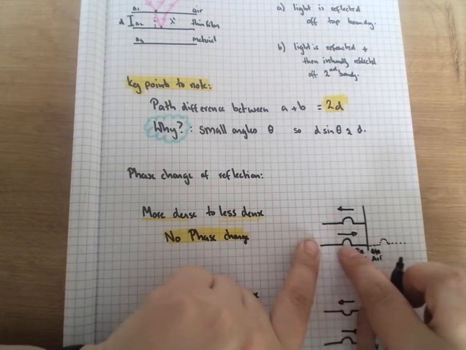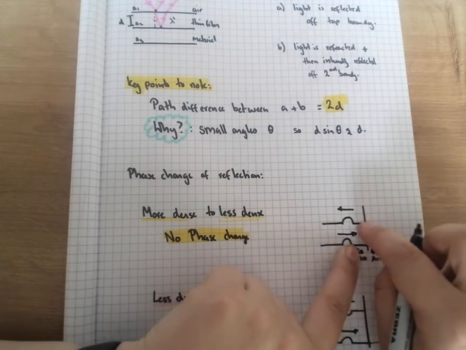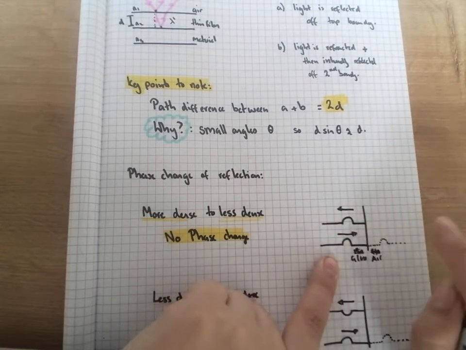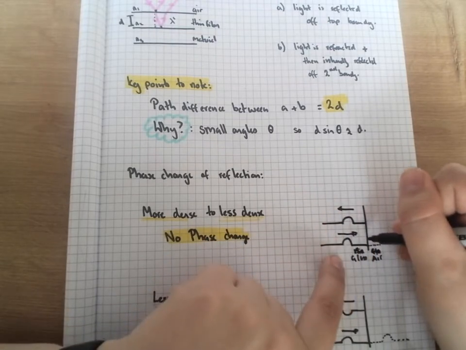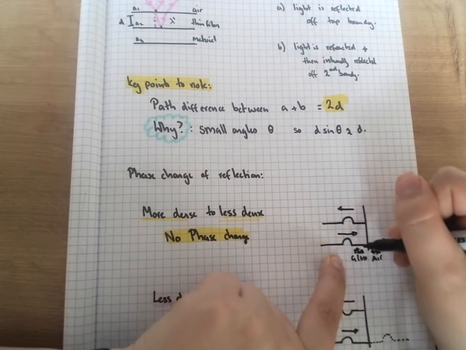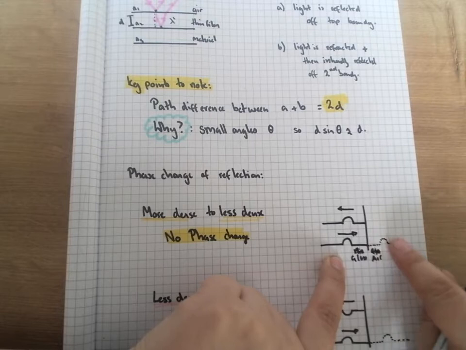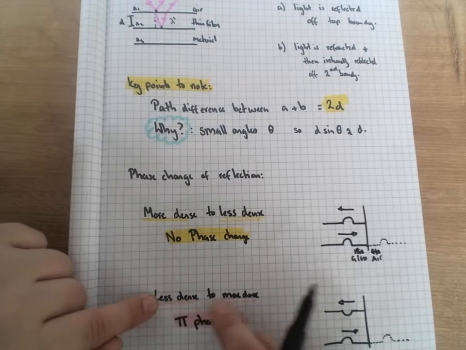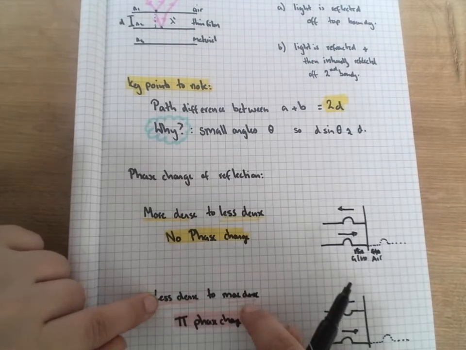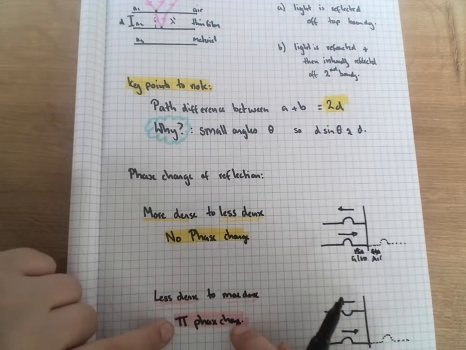So if my path moved along, it's going to reflect back with no phase change. We can see it reflects back exactly the same as it was approaching. We can also remember some of it is going to partially refract through. If though it's going from less dense to more dense, then we're actually going to have a pi phase change.